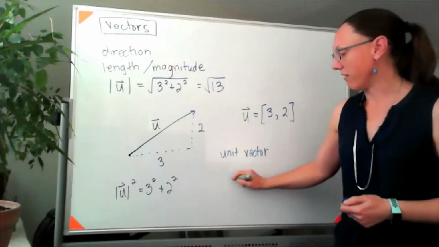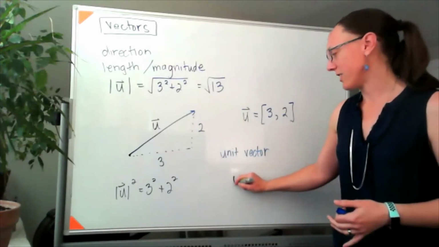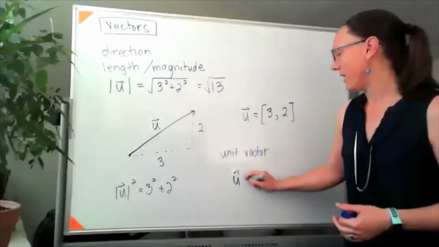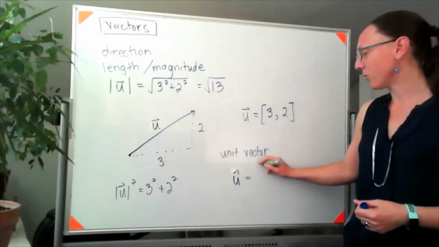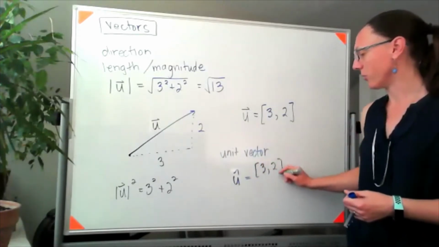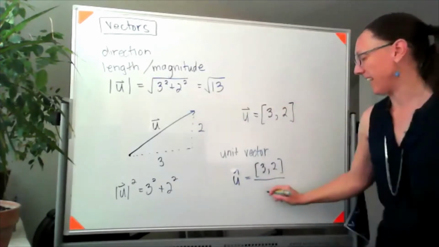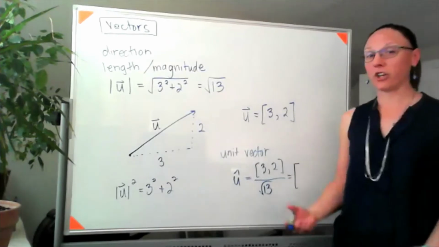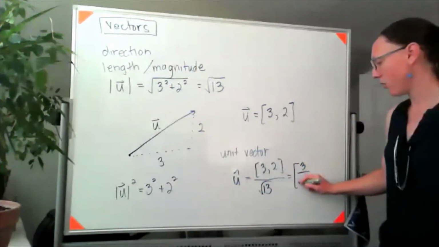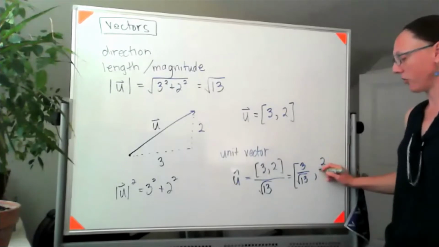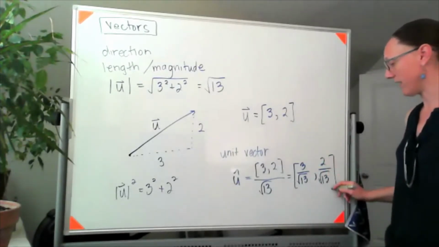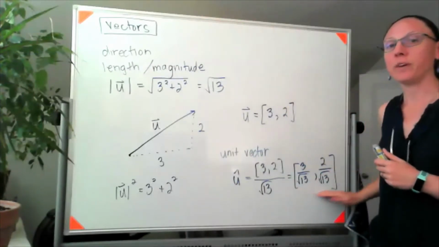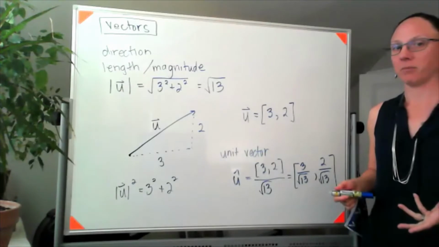So our unit vector of u, the physicsy notation is to put a hat on it instead of a vector symbol, but our unit vector of u looks like that vector [3, 2], but divided by the length, or the square root of 13. So I would say that our unit vector would be [3 over the square root of 13, 2 over the square root of 13]. And in some contexts, when we talk about the direction of the vector, we give that unit vector as the direction.